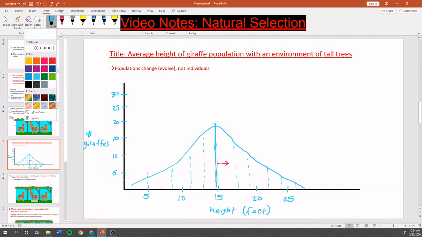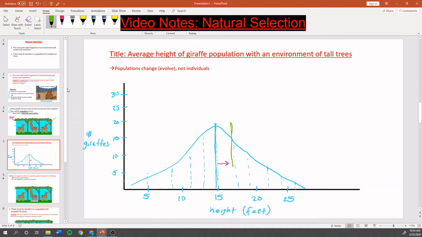And so now, actually, let me get a different color. So now, what if the average is, I don't know, what is this, like 17 feet? So maybe now the average is 17 feet. And there are still giraffes of all sizes in this new population. So it'll still look like this curve. On the more extreme ends, you have less of them, okay? But we can still draw another thing here. Okay, so our average shifted from 15 to 17 feet.